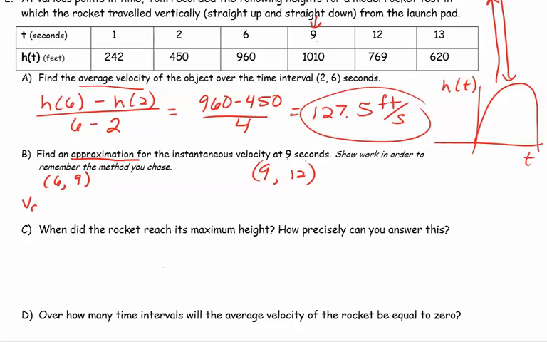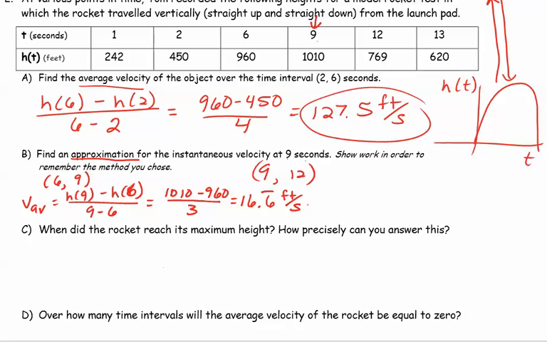So our average velocity, set it up here and then put in your values so that your readers know where you are finding these values. 1010 minus 960 over an elapsed 3 seconds. So that gives us 16 2/3 or 16.6 repeating feet per second. In this interval, let me slide this over so it's this interval.